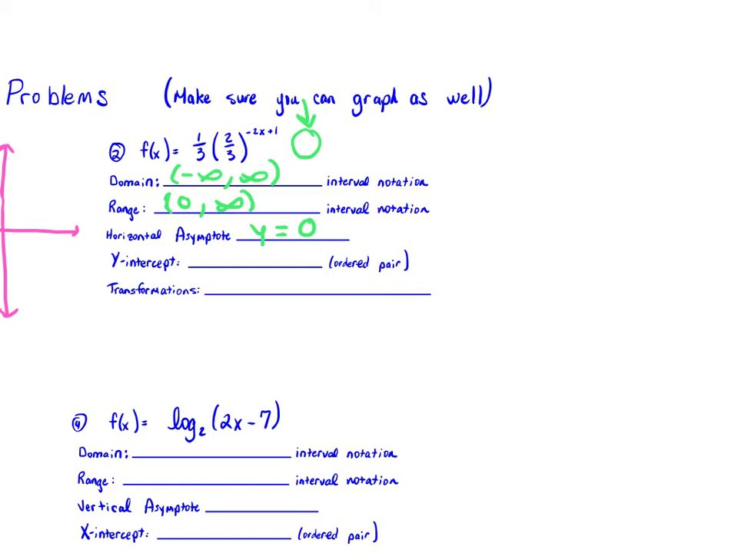So only when you have a number outside that you're adding or subtracting, that vertical shift up or down, that's when you're going to have a change in your range or your horizontal asymptote.